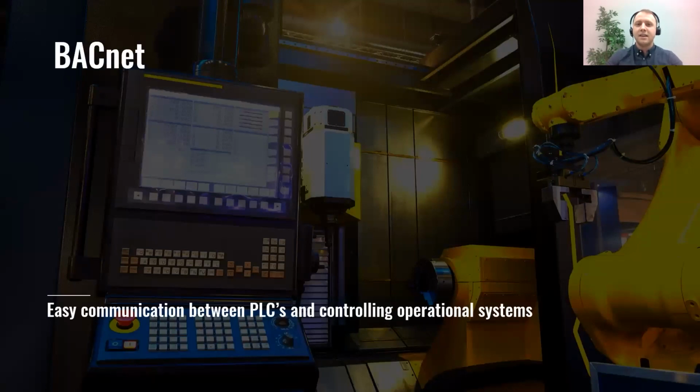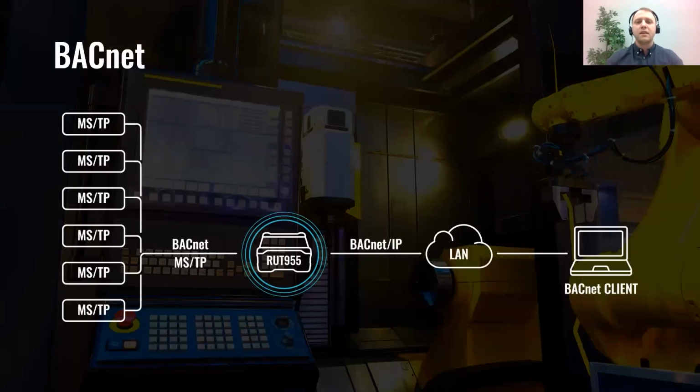Our clients asked, and we delivered. I'm talking about the BACnet protocol support. Our routers provide easy communication between the PLCs and controlling operational systems. Here we can see how our routers, in this example the RUT955, are incorporated in the solution utilizing the BACnet protocol. Various PLCs are connected to the router using an RS485 socket. Then, the BACnet client software can connect to the router and extract or modify the data provided by the PLCs.